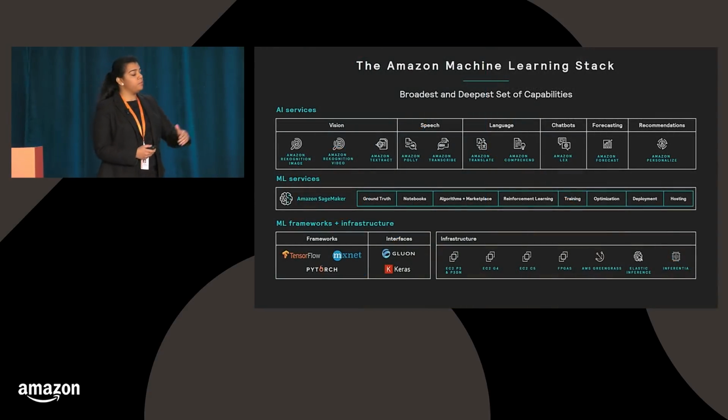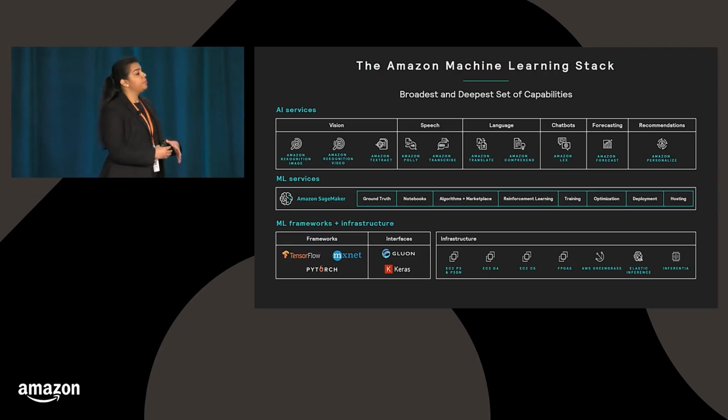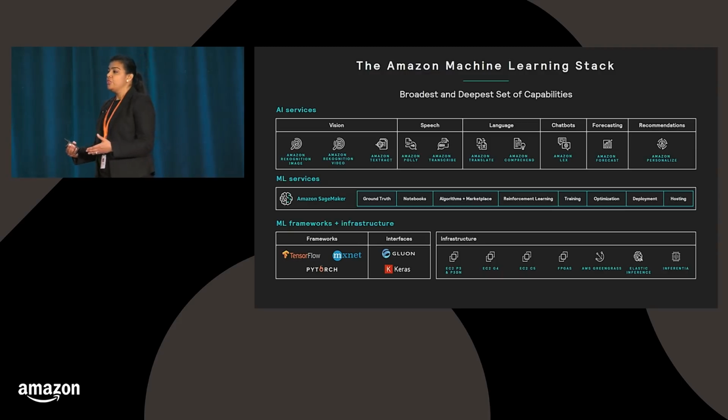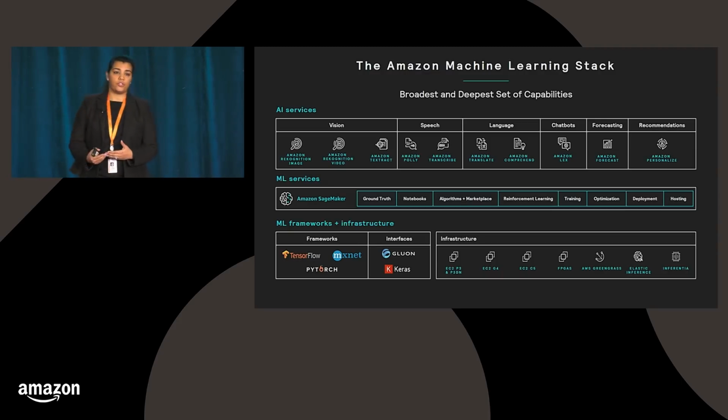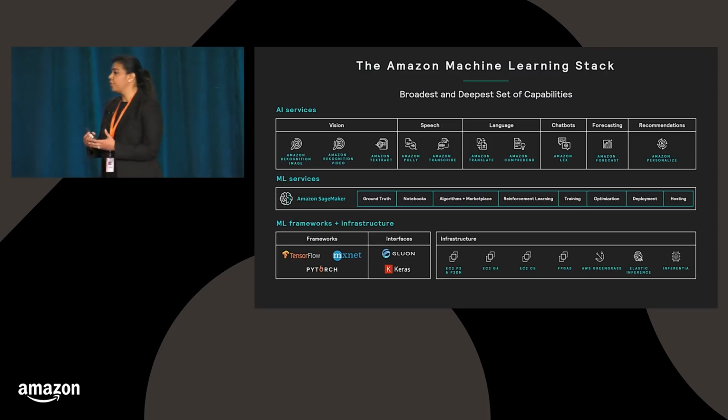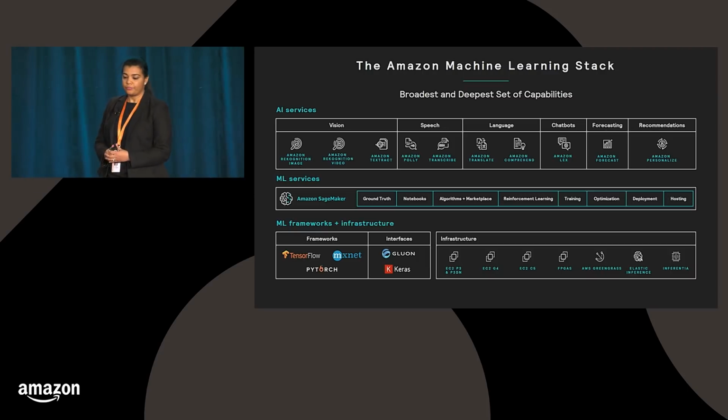At the middle layer, we have Amazon SageMaker, which is an end-to-end machine learning service. And it provides you the same machine learning and deep learning frameworks and infrastructure, but in a fully managed way. So you're not spending time managing any infrastructure, and you have pre-built components that you can use out of the box, or you can customize SageMaker for your specific needs.